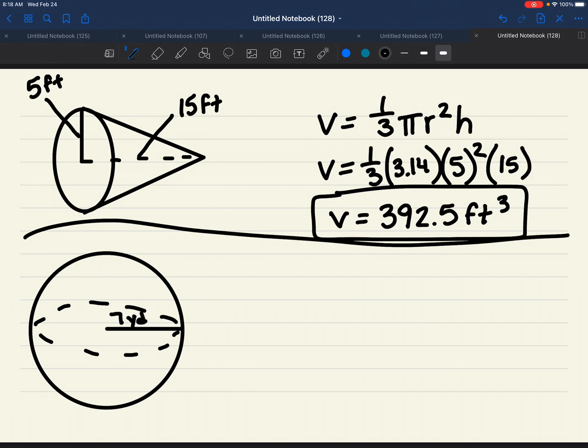Okay. All right, here's the next one we're going to look at. What type of figure would this be? A sphere. What's my formula for volume of a sphere? Good. Remember, sphere is pi r cubed.